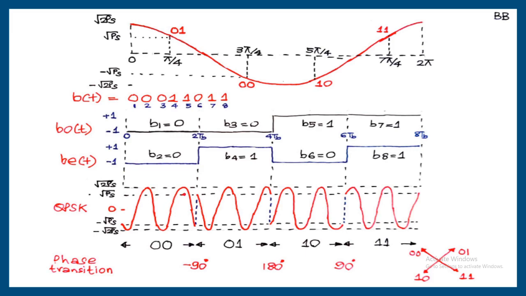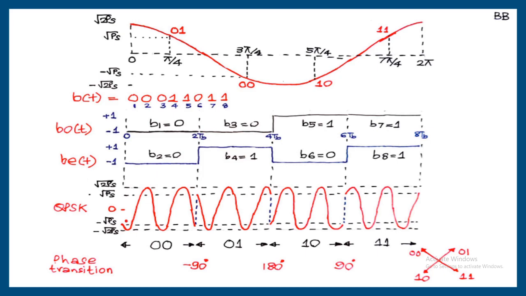Let's go for one more cycle. So 2 cycles are completed per 2 TB seconds. There is no hard and fast rule that 2 cycles should be completed. 1 cycle, 2 cycles, 3 cycles, any integer number of cycles you can complete. So here 2 cycles are completed. The starting point we are getting from here for 0 0, that is the first combination. That is why we start from minus root Ps.